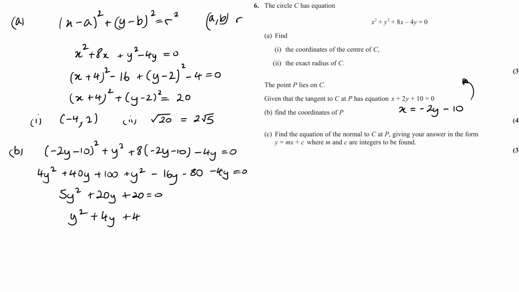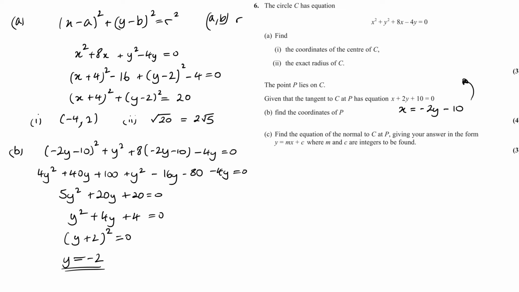y squared plus 4y plus 4. Okay, then we have, because obviously we're only going to get one value, this is just going to be the same thing, isn't it? So we've got y plus 2 squared, basically. Yeah, y squared, 2y is 4y, and that's 4. So I can write it like that, or I can put it like that. But either way, y equals -2.